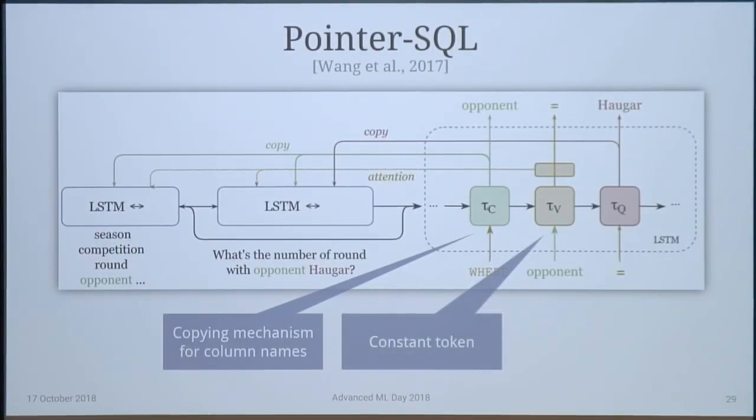Or you just output a constant token, in which case you just have a softmax distribution over all the possible constants that appear in your grammar, like an equal sign or an operator max or things like that. Or you want a particular value, in which case that's another copying mechanism that looks at the distribution over the words of the question instead of words of the schema.